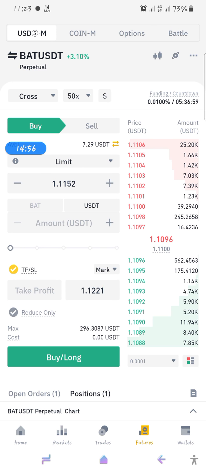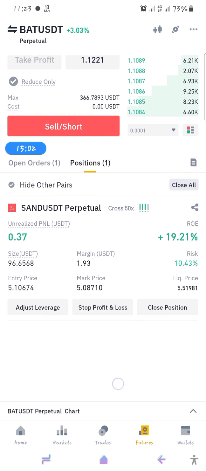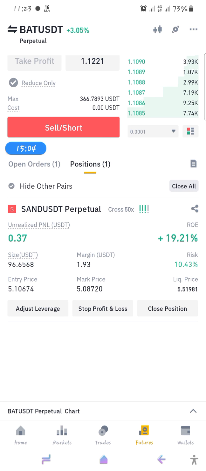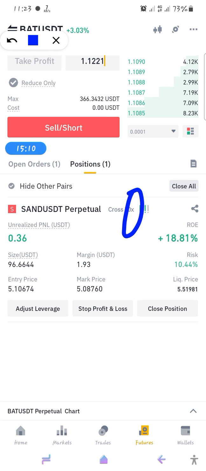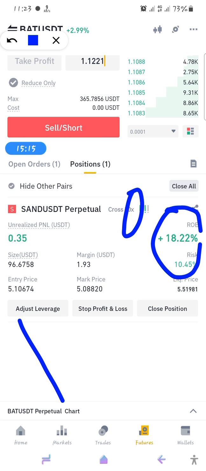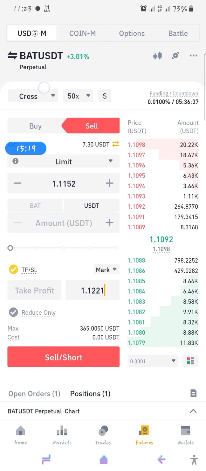It's the same thing for buy also, if you want to buy or if you want to sell. That's the sweet thing about futures. You can buy or you can sell. You can see now I'm in a sell position on Sand, not buy. Because I'm on 50x, if this coin moves 1%, this 80% would be 50% immediately. Okay, so I think I've explained enough about the cross.